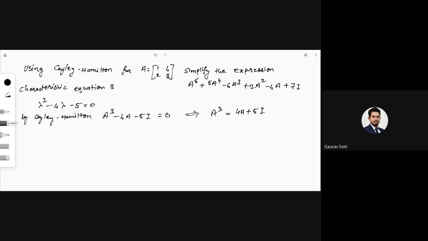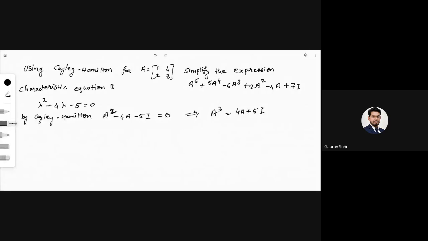Look, simplification has two ways. The one we have already seen: you take something common and adjust the terms in the bracket, making it 0. That method can also be used. Another method is this: you put the value of a cube over there, and then, oh sorry, a square, I made a mistake once again. So for a 2 by 2 matrix, a square equals trace of a into a minus determinant.